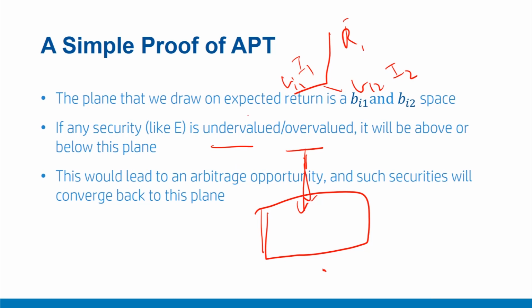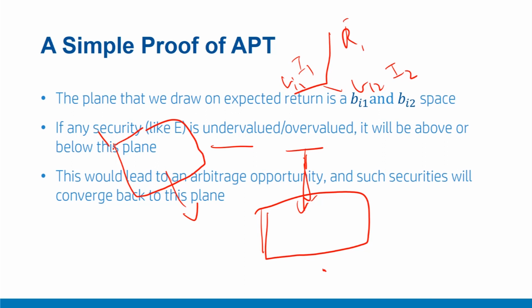To summarize, in this video, we discussed a simple visual proof of arbitrage pricing theory. We saw that arbitrage pricing theory is derived by the law of one price or arbitrage argument. That is, if a security is underpriced, it will fall above that equilibrium plane. If it is overpriced, it will fall below that equilibrium plane. This equilibrium plane is defined by three axes.